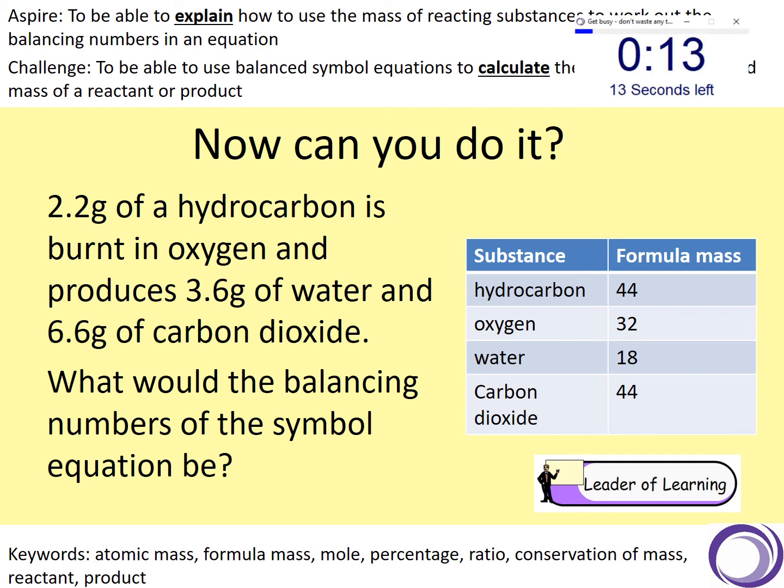So remember, write out the word equation first and put in the values for the masses that you know, and using conservation of mass, work out the mass of the substance you don't know. Then use the formula masses and mass equals Mr times moles to work out the number of moles of each chemical, and that should give you your molar ratio, which will allow you to come up with your balancing numbers.